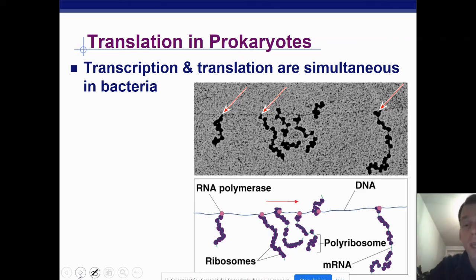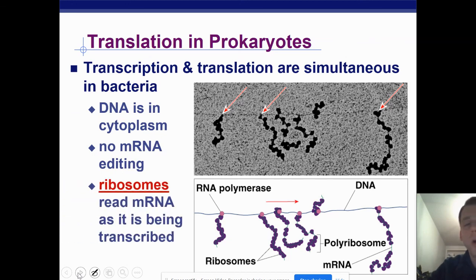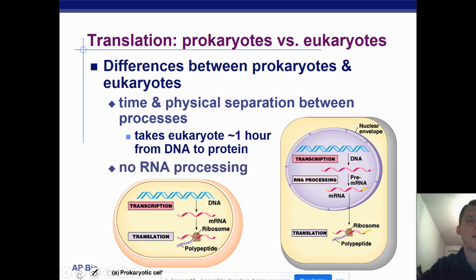There's none of that in a prokaryote because there is no nucleus. So these ribosomes are going to translate as that mRNA is being transcribed, and you can see that on the picture below. So the DNA is in the cytoplasm, there's no editing, and the ribosomes can read mRNA as it is being transcribed. All right. So the time and the physical separation between the processes keep RNA and DNA different, and there's no processing.